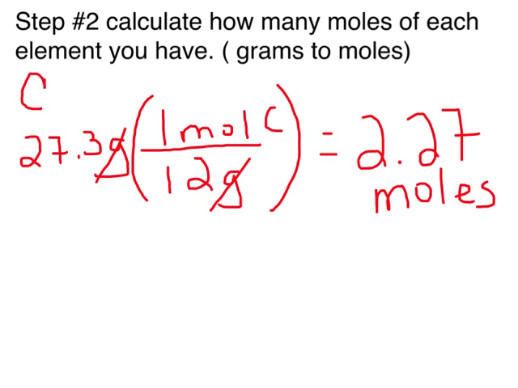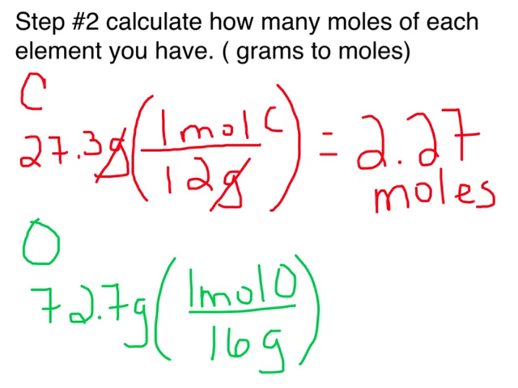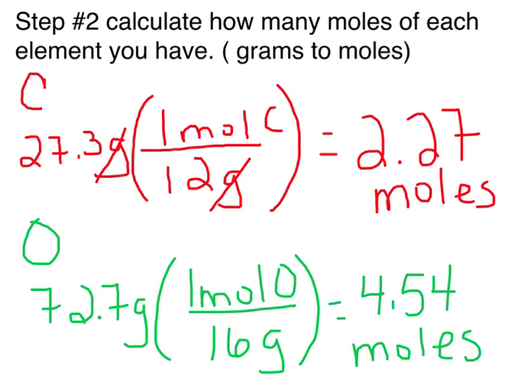I do the same thing with the O. I have 72.7 grams. Do my conversion bracket. 1 mole of oxygen is equivalent to 16 grams. And then I make it equal. I do the math, so 72.7 divided by 16 is 4.54 moles. Okay, so I have 2.27 moles of carbon and 4.54 moles of oxygen.